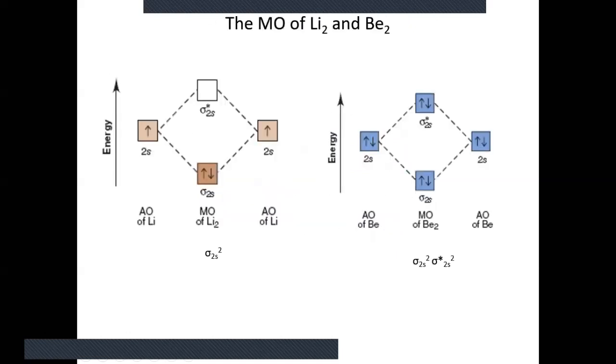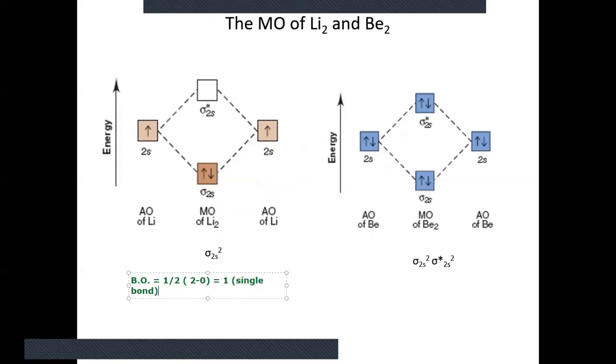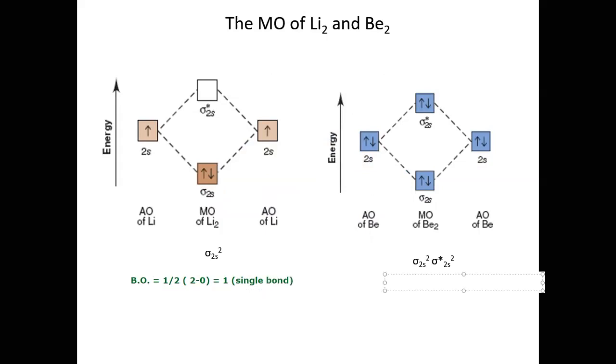And so the bond order for lithium would equal 1/2 times 2 minus 0, which would be 1. So the lithium diatomic molecule would have a single bond. Whereas for beryllium, the bond order would equal 1/2 times 2 minus 2 equals 0, so therefore the molecule would not exist.